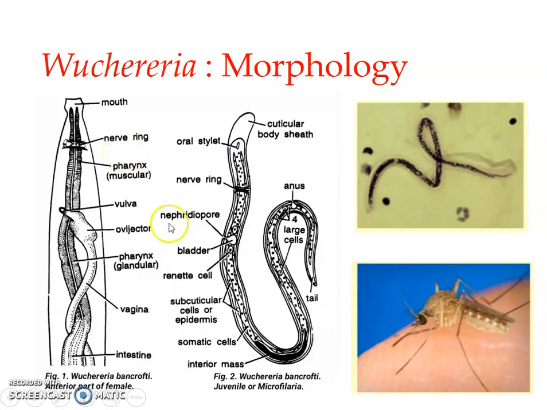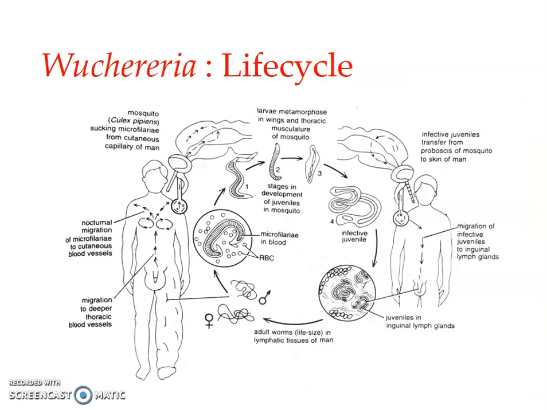Then they have the nephridiophore and Rennet cells, you can see here, and a darkly staining inner mass, 4 large cells, and the future anal opening. So all these are found in the microfilariae. The structure of microfilariae is almost similar to the adult. Okay. Then what happens to the microfilariae later?